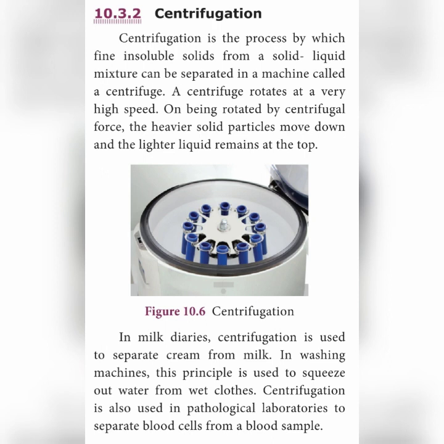A centrifuge rotates at a very high speed. That means it contains a number of test tubes being rotated by centrifugal force. On continuous rotation of the test tubes with the help of electricity, the heavier solid particles move down and the lighter liquid remains at the top. That means the insoluble solid particles are kept down in the test tubes, and the remaining liquid is placed at the top side.